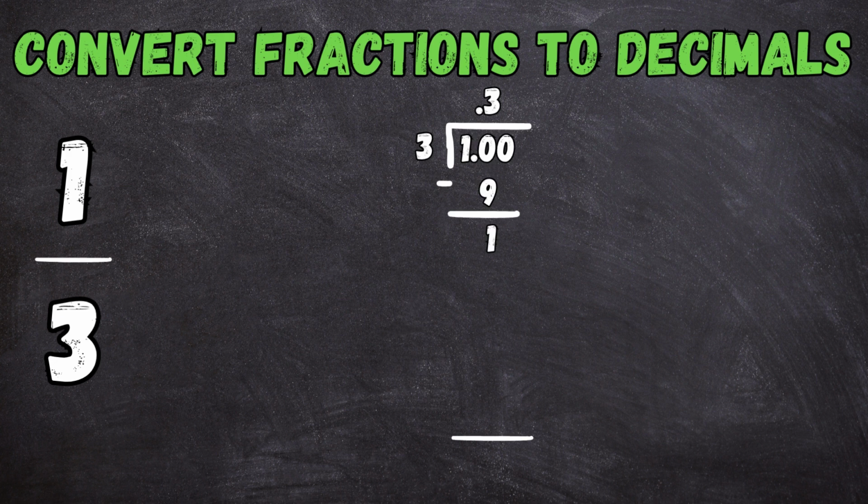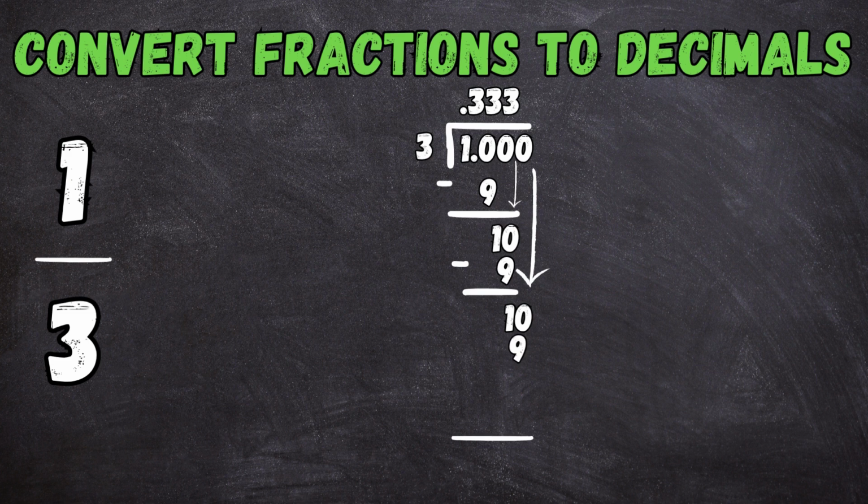We're back to 1 again, so we bring down another 0, making it 10 again. 3 goes into 10 3 times, just like before. 3 times 3 is 9, subtract. And again, we're left with 1. And now you can probably see what's happening. Every time we divide 10 by 3, we keep getting 3 as the answer. But we're always left with 1. This means the decimal never ends, and it repeats the number 3 over and over.